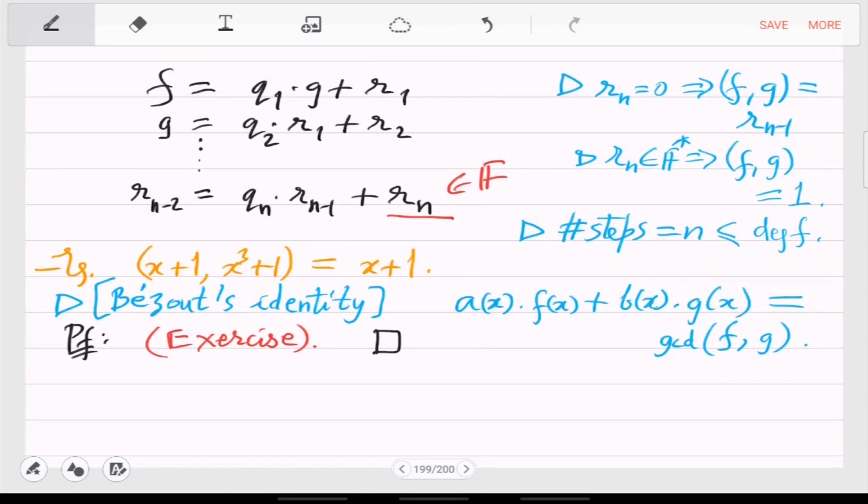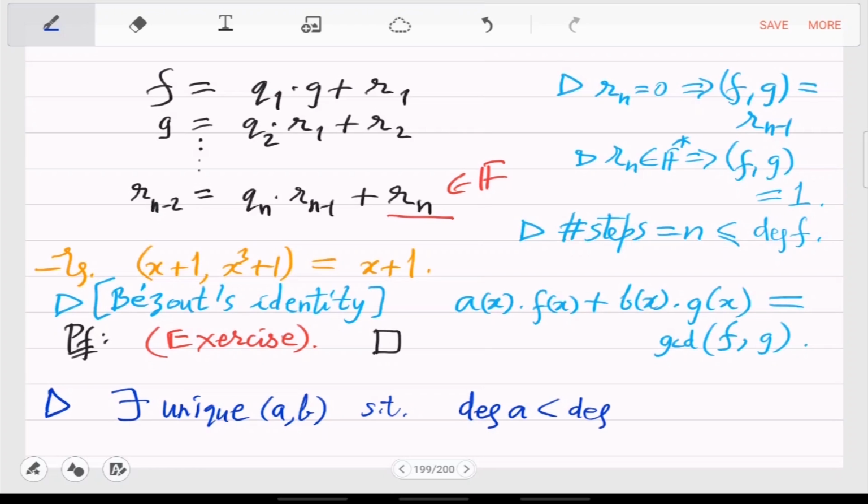And is this Bezout identity unique? It's not unique, but I can make it unique by saying that the degree of A(x) is less than that of G and that of B is less than that of F. So there exist unique A, B such that degree of A is less than degree of G and degree of B is less than degree of F. This also you can prove as we did in the case of numbers.